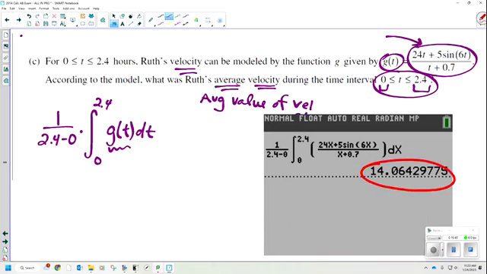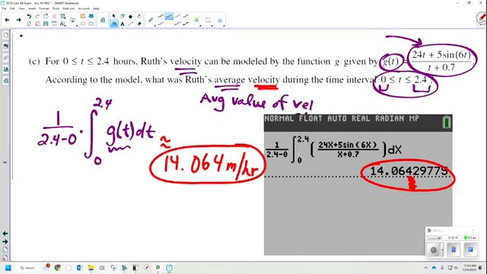that's approximately 14.064. I'm going to go out 3 decimal places because a lot of the multiple choice questions go out 3 decimal places. So that's what I'm going to do right there. All right. And again, this is the average value of the velocity. So I'm going to make sure I put miles per hour. There you go. That's 1C.